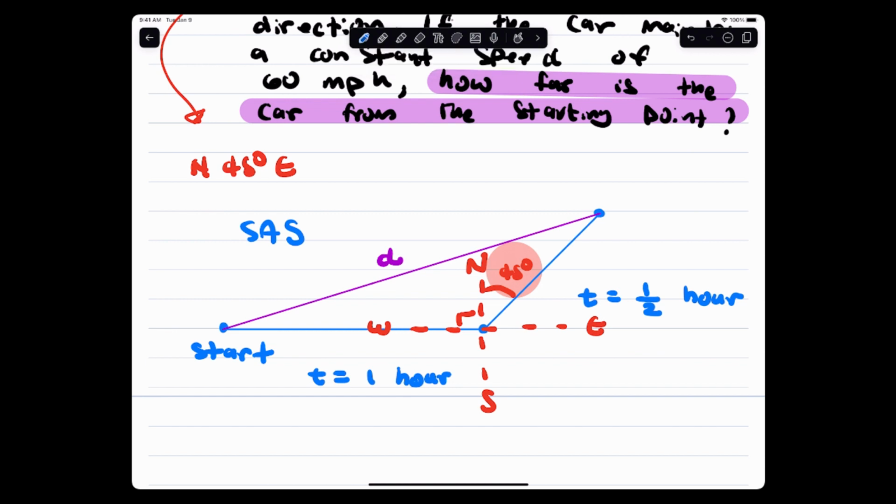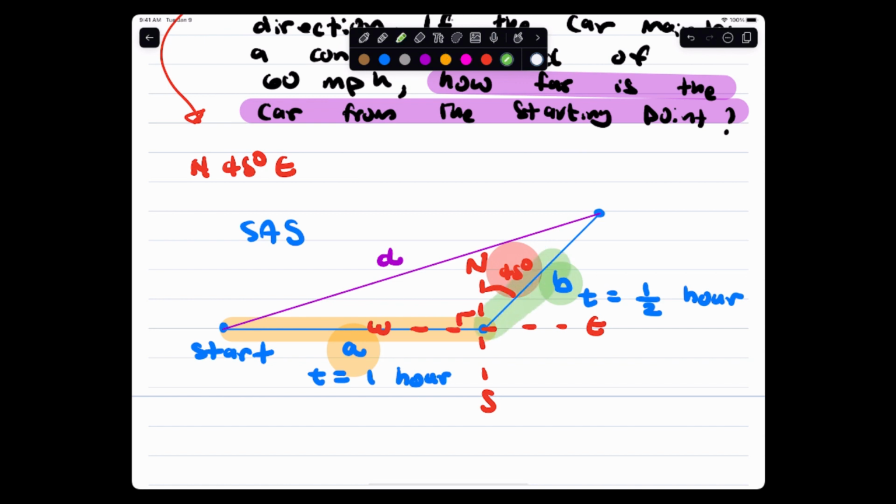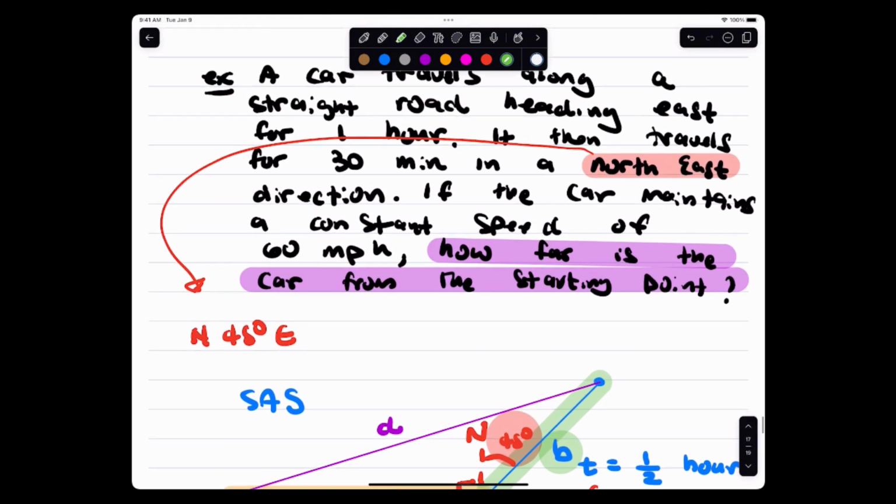I'm also going to label the bottom distance A and this northeast distance B. So I want to label those. Maybe it's good to have some color so you guys can see that. So this distance will be what? A, and then this distance will be what? B. All right, you guys okay with that?